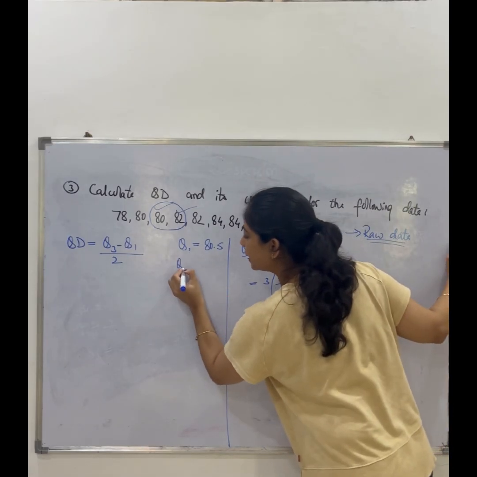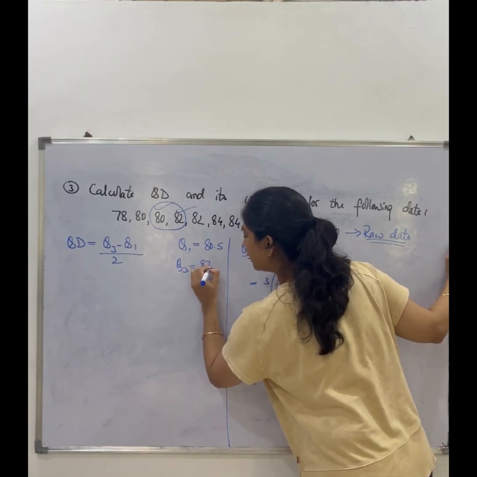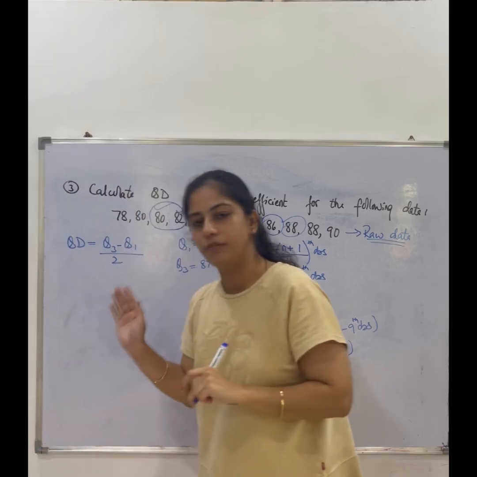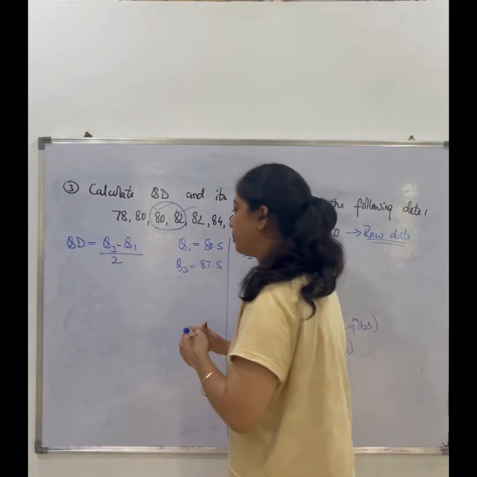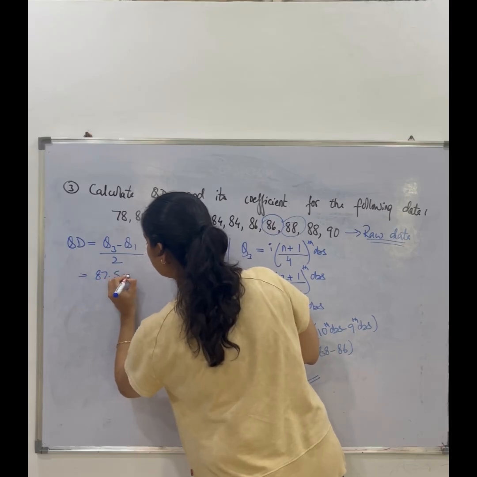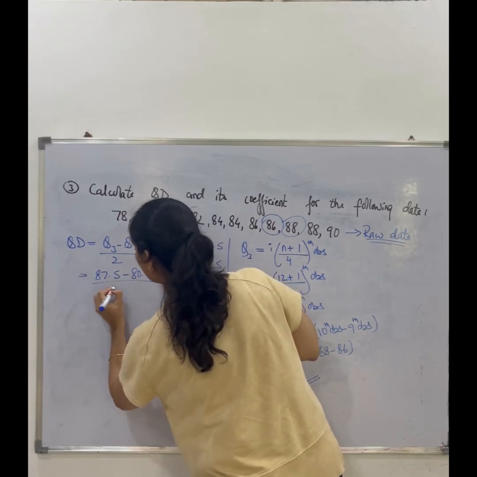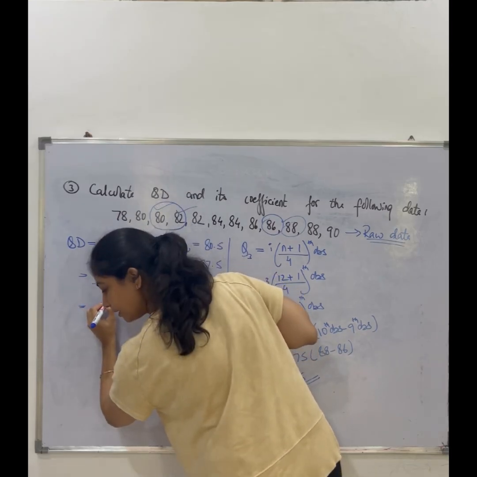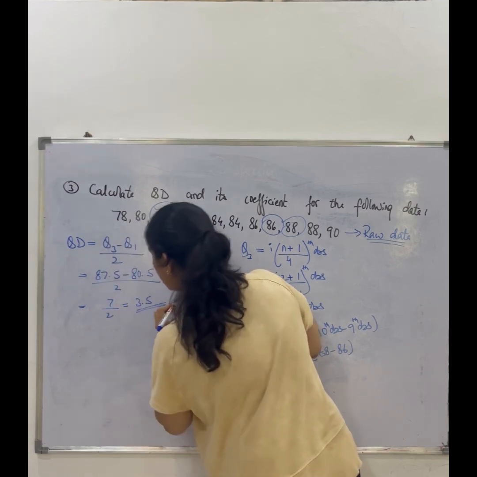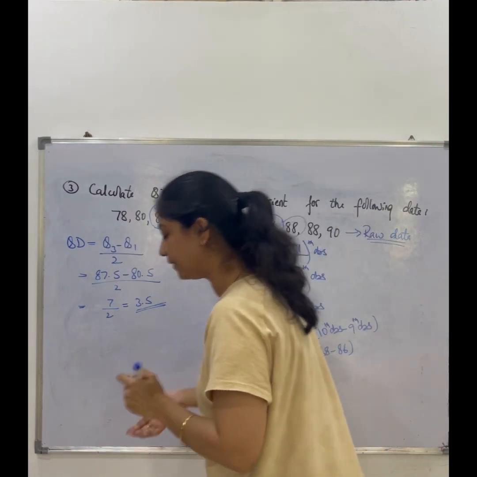We will simply write it down here. Q3 is equal to 87.5. Now, we can substitute these two values in the formula, which is 87.5 minus 80.5 upon 2, and the answer is 7 upon 2, which is 3.5. So this is the answer for your quartile deviation.